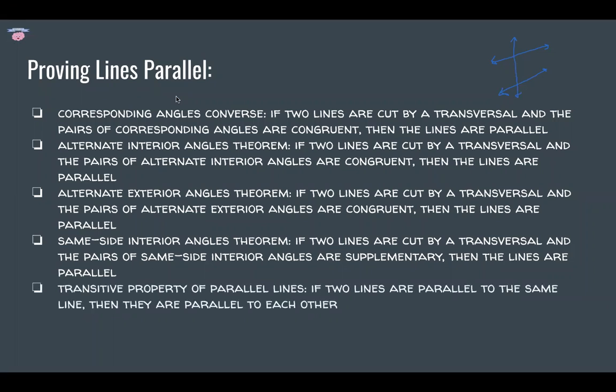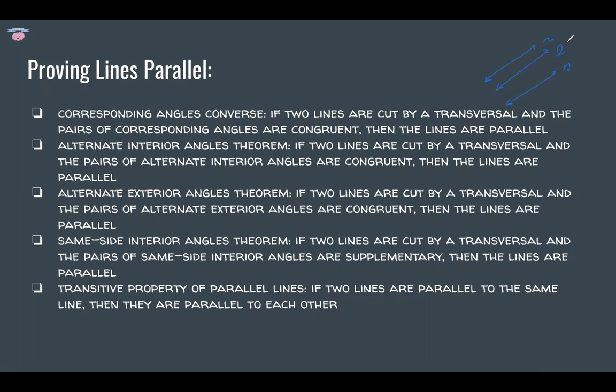Now, the transitive property of parallel lines: if two lines are parallel to the same line, then they're parallel to each other. So this is slightly different than what we learned. So I'm going to clear that drawing right there, and instead, I'm going to draw something else. So we know that this line is L, this line is M, and this line is N.